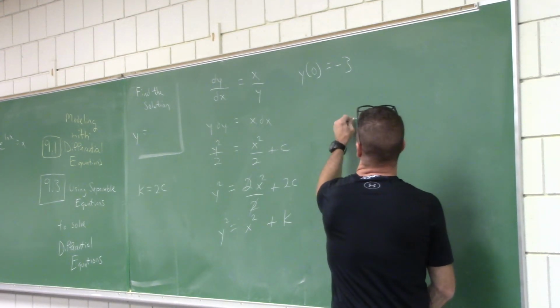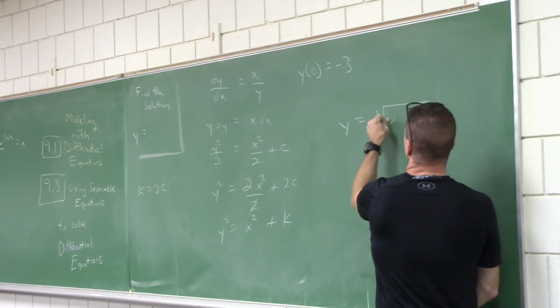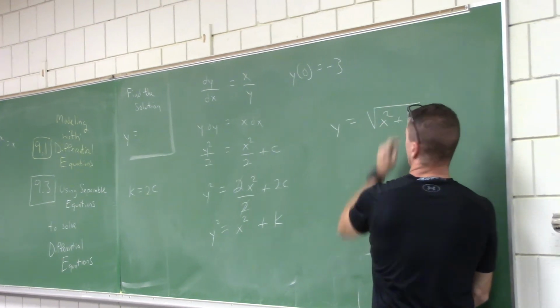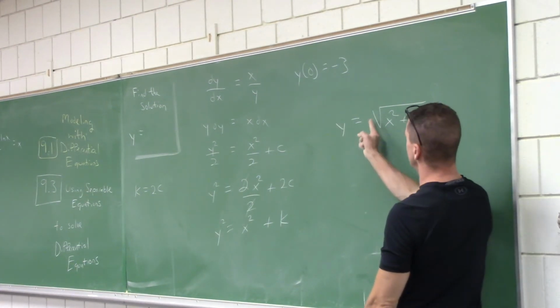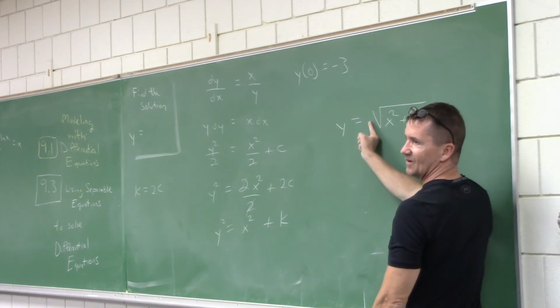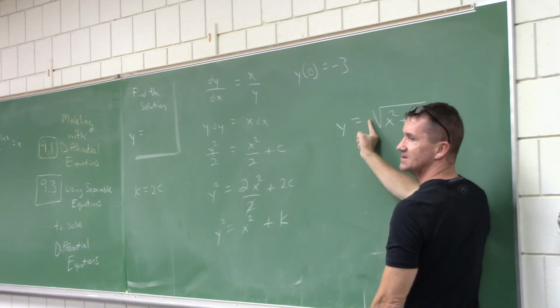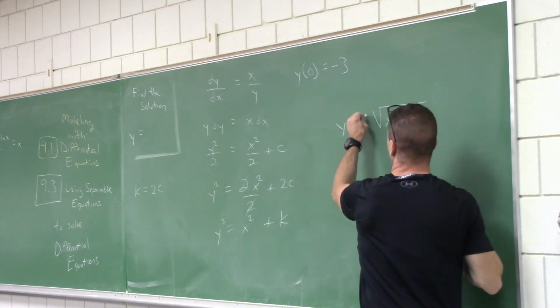y equals the square root of x squared plus K. So why do I get a lot of questions on this? Something's missing here. What did you do to both sides? You took the square root. What do I have to put there? Plus minus. There you go.